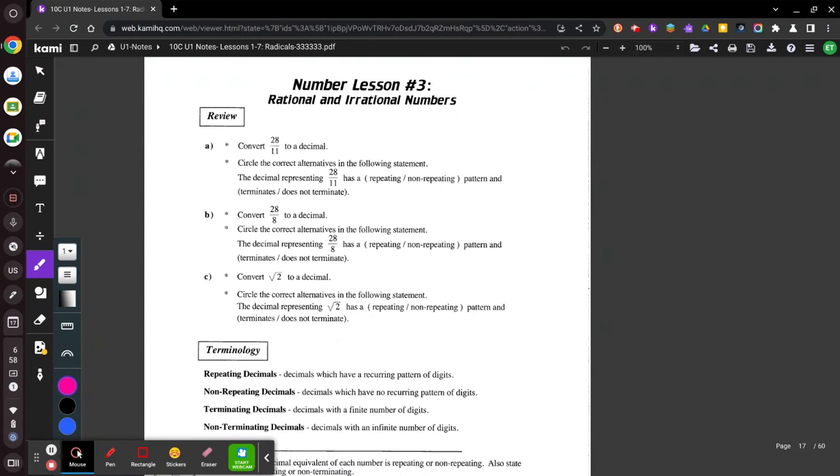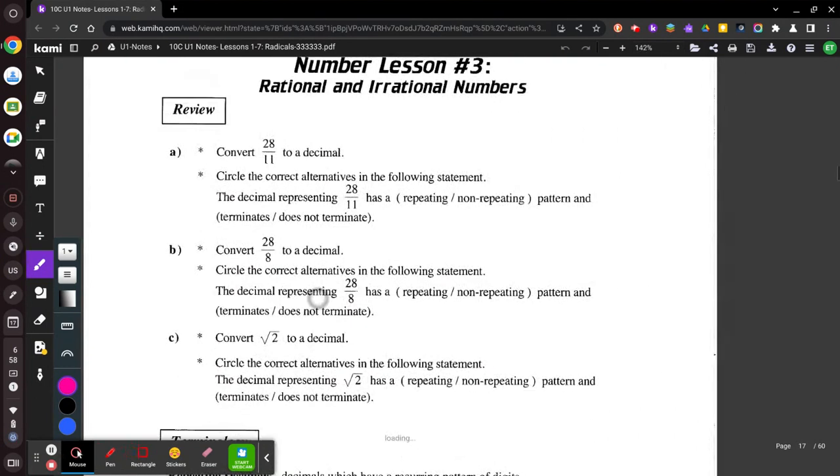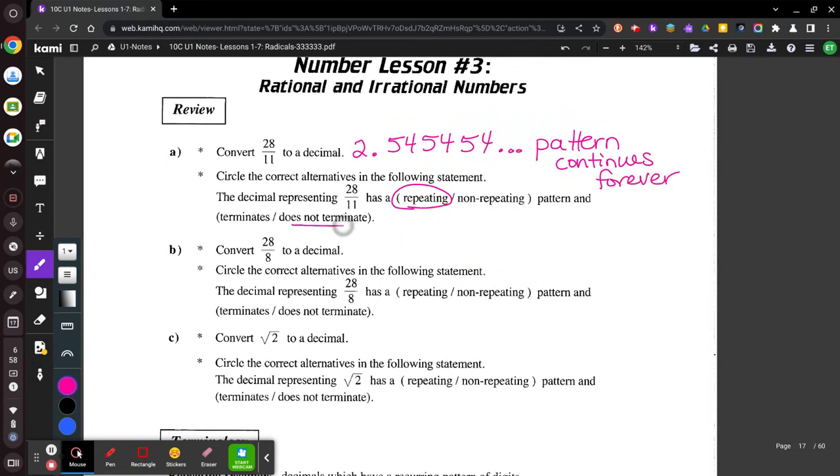So if I take 28 and divide by 11 in my calculator, I'm going to get the decimal number 2.545454, etc. So what are we noticing? That this is a repeating digit, which means it goes on forever. So the pattern continues forever. That means it does not terminate, it never ends. So repeating numbers never end, and they are considered rational numbers.